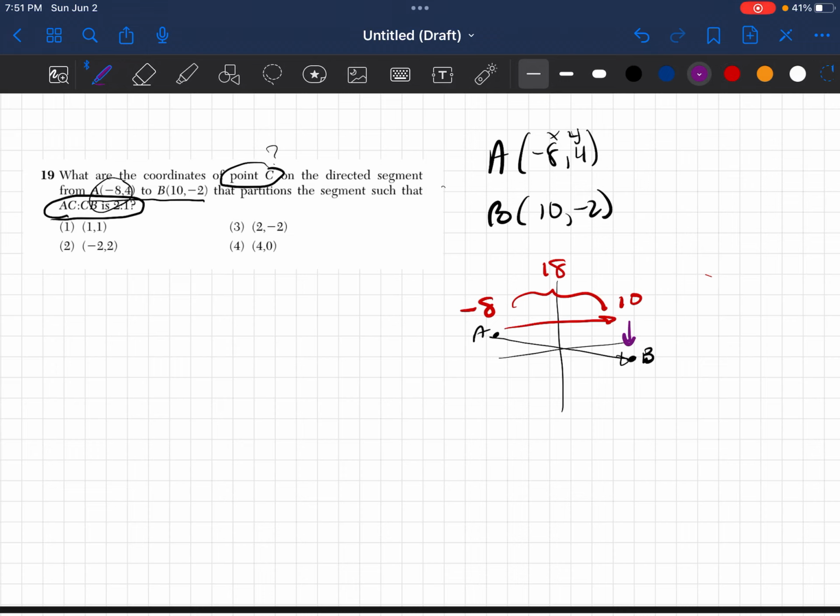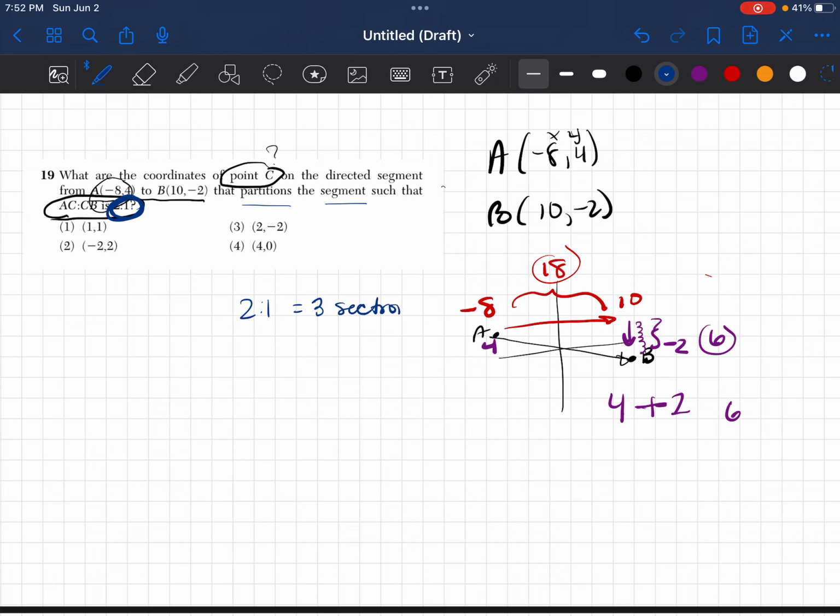Then I'm also going to count the change in the y. So that's going from 4 to negative 2. So again, I can subtract these to find the distance. For 2 negatives, change it to positive is 6, or I can count them. That would be 6. So this overall change is 6. So what I wanted to do next is come back to where it talks about the partition or the segments, and it says it's 2 to 1. So if I add these two together, that means there are going to be 3 sections to this line.